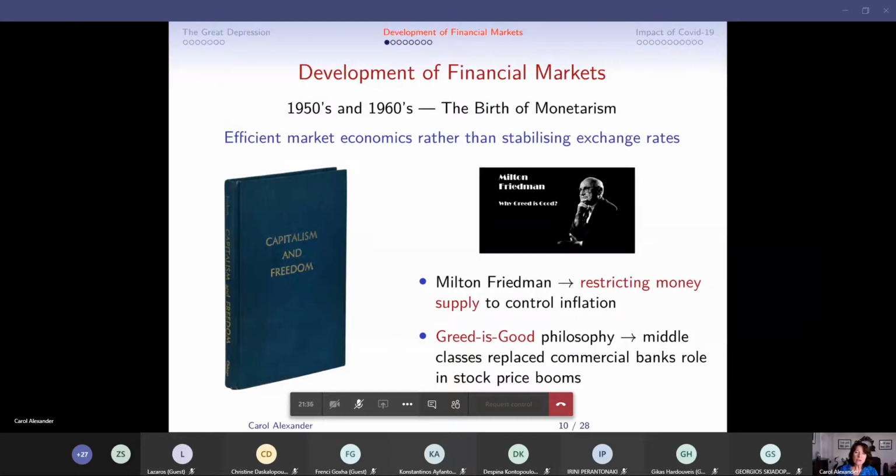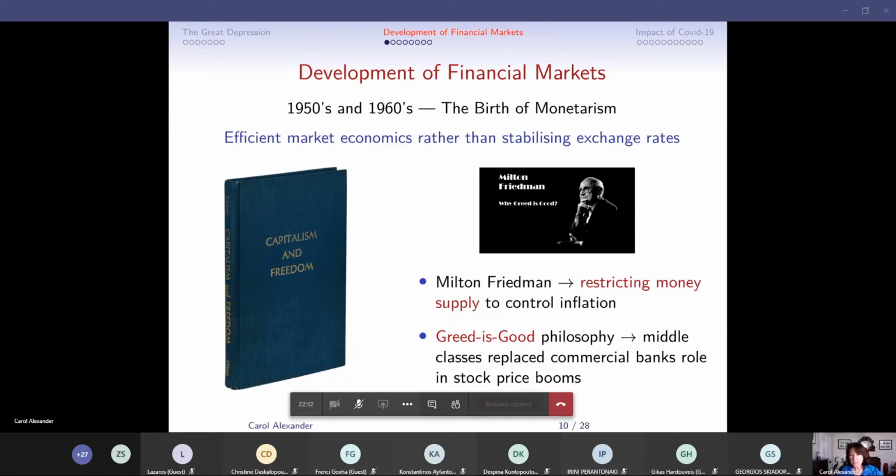I'm focusing here on Milton Friedman, the most famous US economist and monetarist. And here the philosophy was free market economy. Instead of stabilizing exchange rates, which could contribute to inflation, inflation actually was going up and down and being exported from the US via the fixed exchange rates to other countries in the world. And so Milton Friedman's philosophy was to restrict the money supply to control inflation.